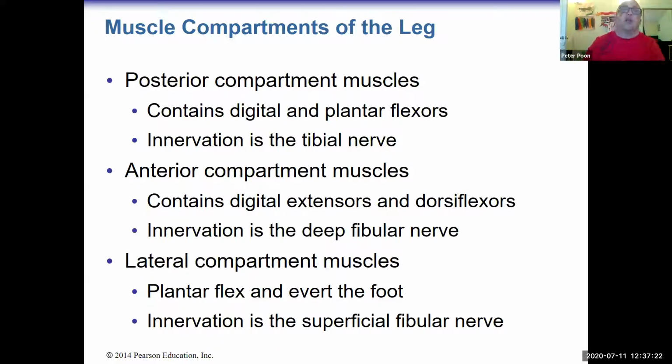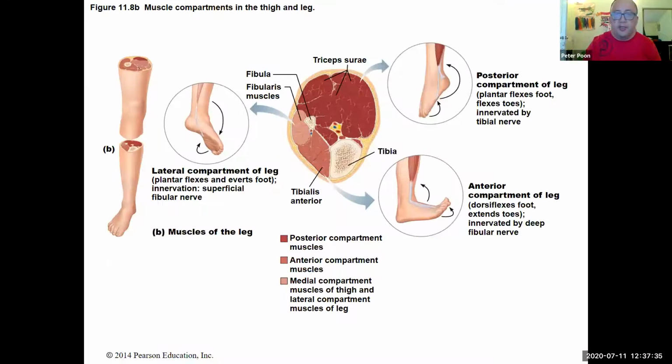The lateral compartment is really small and it's only going to be for everting of the foot. Okay, so you can see those there.